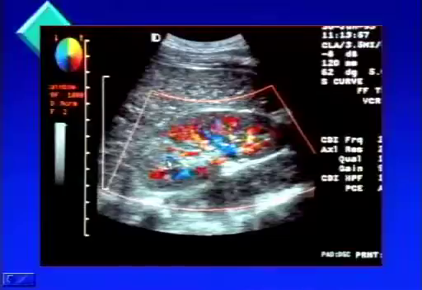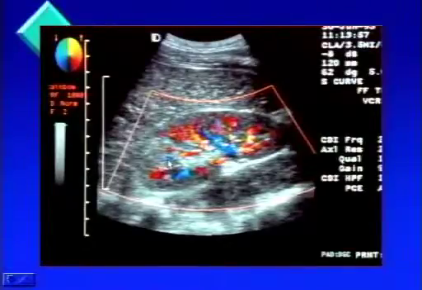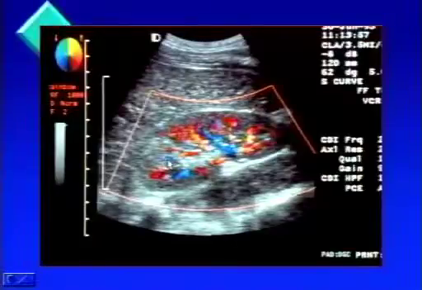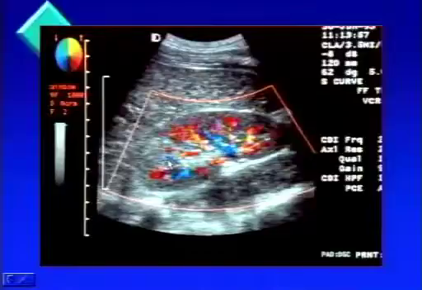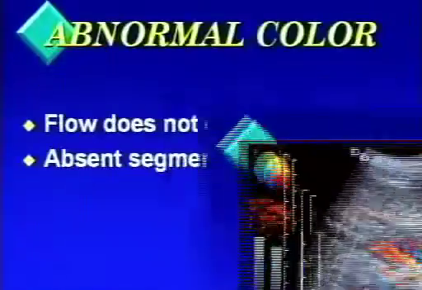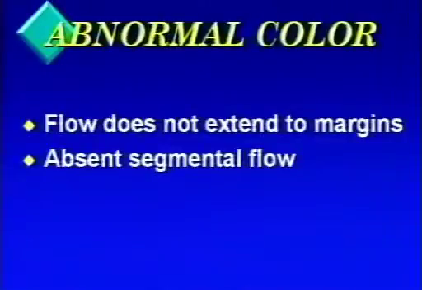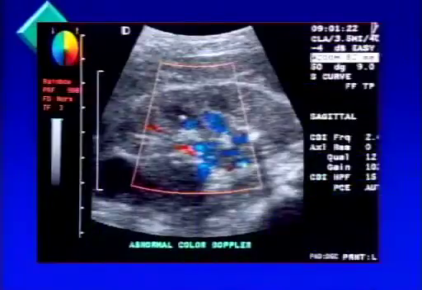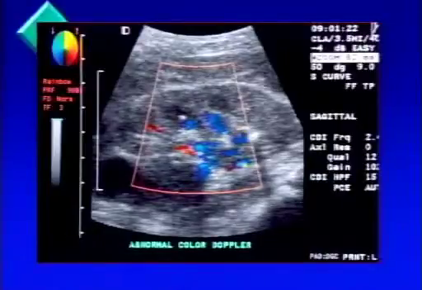So right away, when you put on your color and you see that kidney light up and it has flow all the way out to the periphery, you've got a pretty good idea about the perfusion of that kidney. They get good flow all the way out to the edges. We're probably going to see normal waveforms in this particular example. On the other hand, if you see that the flow does not extend all the way out to the margins, or you have absent segmental flow, then that right away is an indication that you're going to have some abnormal waveform characteristics, and this patient may very likely have a significant renal artery stenosis.